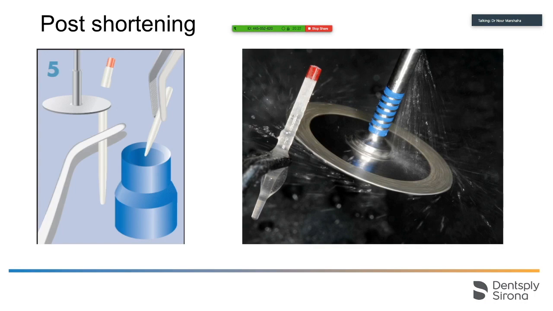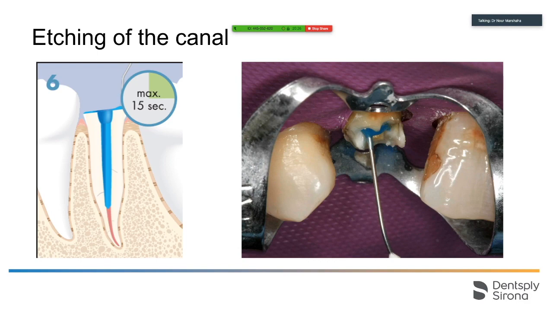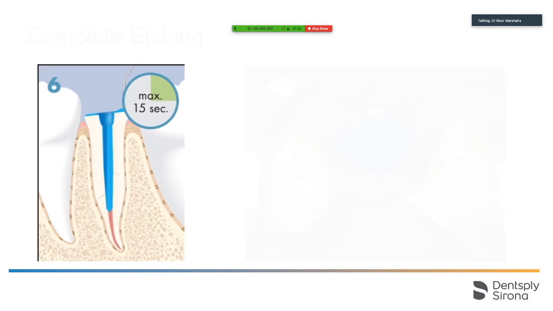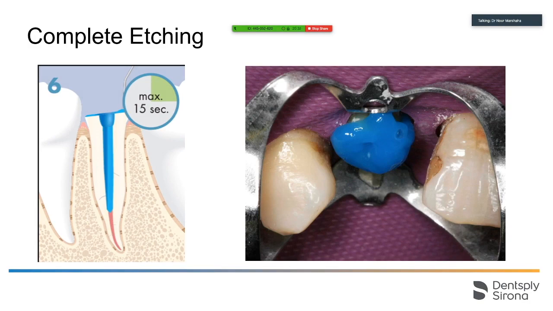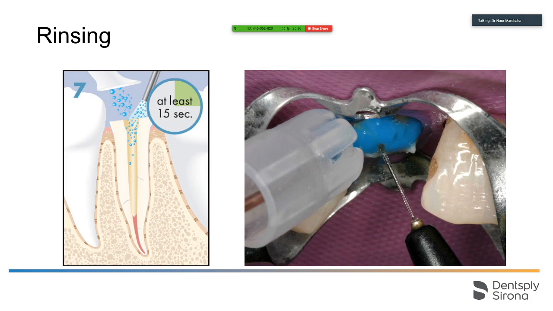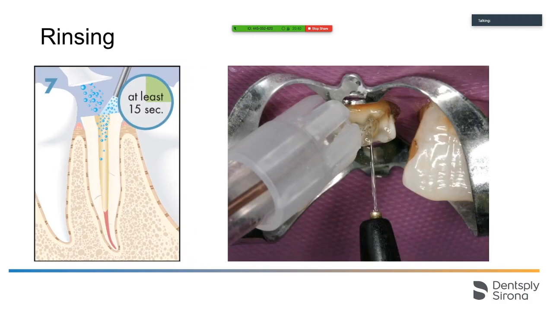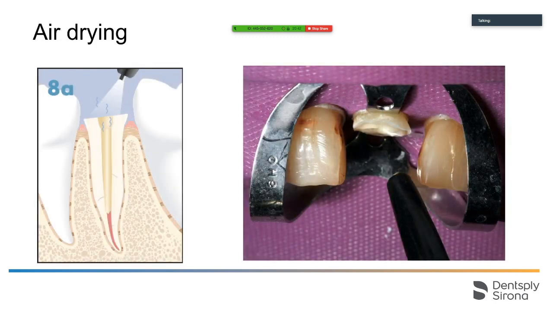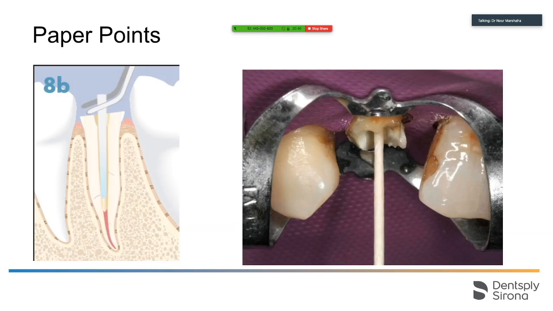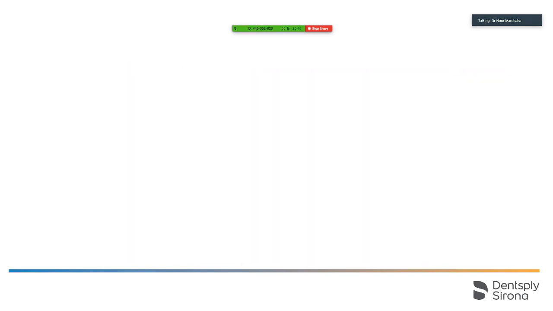Okay, then you can cut the post. Etch the canal for 15 seconds maximum. Okay, and then do complete etching for the enamel and dentin. Then do rinsing for at least 15 seconds. You can do air drying for the canal and do the paper point too.